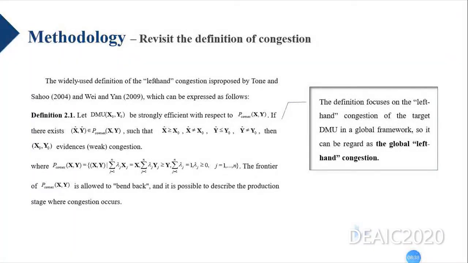In fact, the logic of identifying the left-hand congestion is to transport the concept of congestion from a local framework to a global framework. In the whole P-convex, if there exists a reference unit which uses fewer inputs to produce more outputs than the target DMU, this DMU evidences congestion. Therefore, definition 2.1 is referred to as the global left-hand congestion in our work.